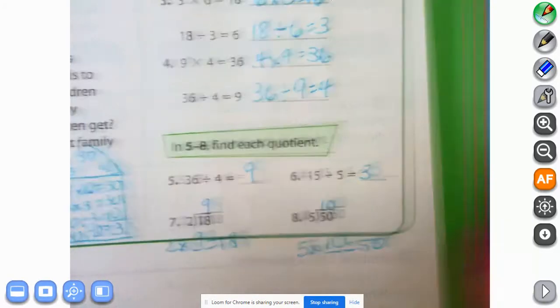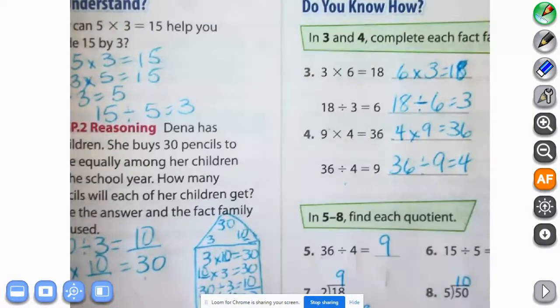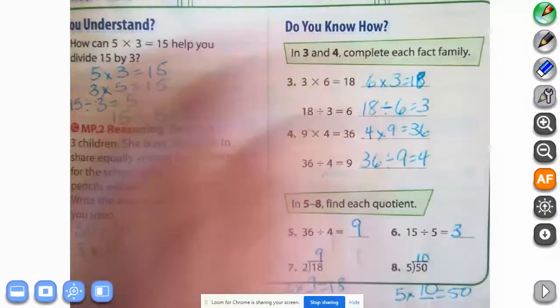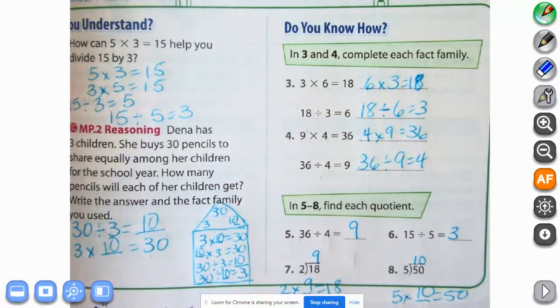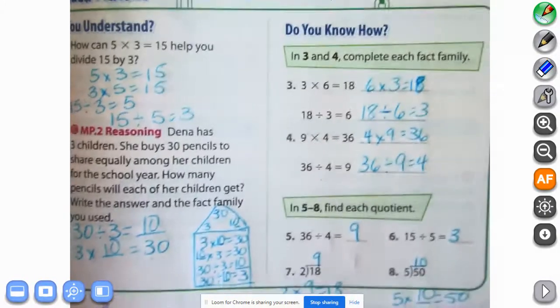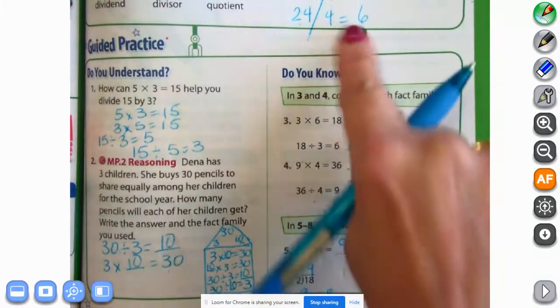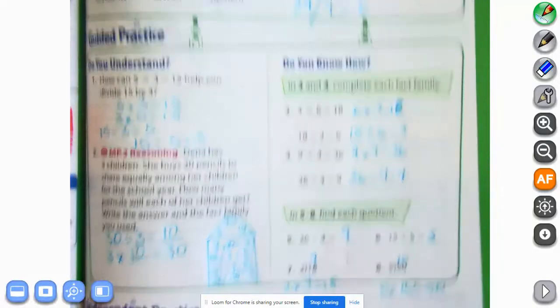All right. So please make sure you have all of this written down before you move on. Make sure that all of this is written down, including up above. This little part here. Okay.